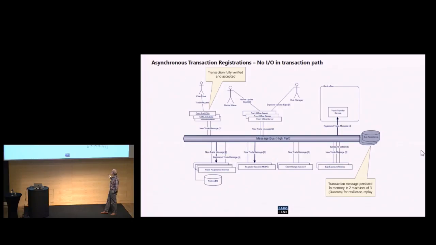So the transaction message is actually persisted in memory in at least two of three machines, so we can replay and apply some resilience. This is essentially just a transaction log or buffer of whatever has transpired during the last week or so. So any service here can be down and do a replay of what's happened and come up to speed.